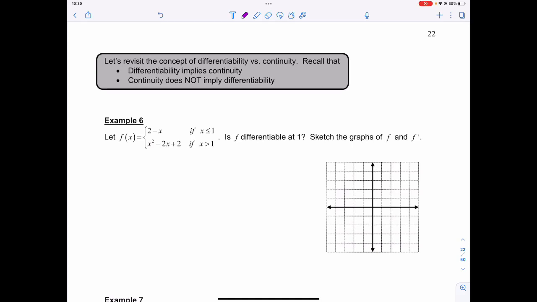All right, let's revisit the concept of differentiability versus continuity, remembering that differentiability implies that the original graph is continuous, but continuity does not imply that it is differentiable. So let's take this example. f of x is equal to 2 minus x if x is less than or equal to 1, and x squared minus 2x plus 2 if x is greater than 1. Is this differentiable at 1? Sketch the graphs of f and f prime.